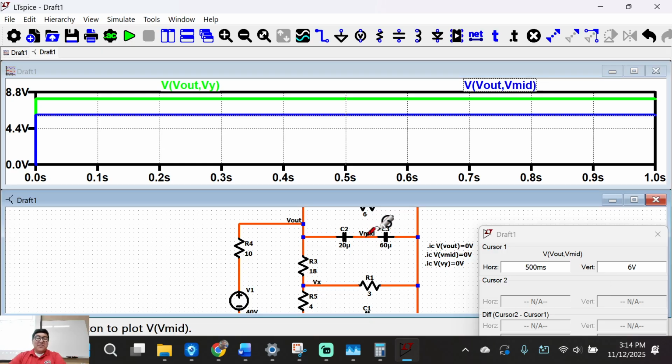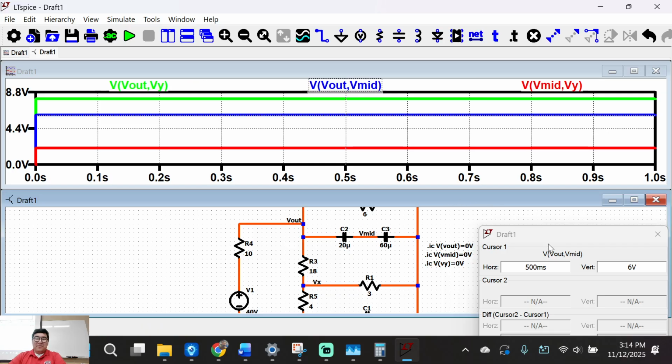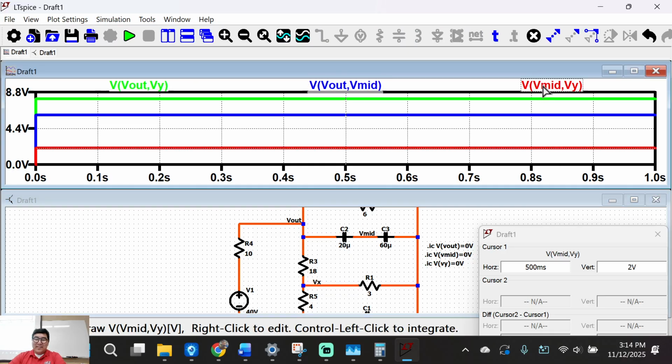V mid plus to minus. What are we getting here? 2 volts. So 8 volts, we get split right here. This one takes the majority of the voltage. The small capacitor takes more voltage than the other one. Why? Because when we have a smaller bucket, it fills first. Yeah. How do I want to say this?